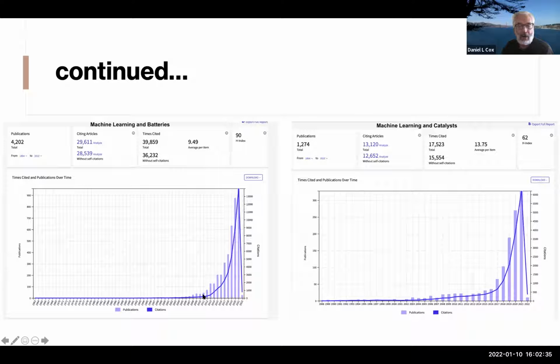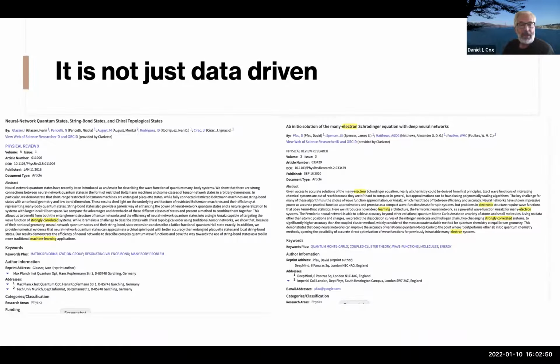And some of you may know a former Davis student, Austin Sindek, who was named one of the Forbes top 100 for his work in this area here. This is machine learning in catalysts right here. Some of it is very practical minded, but it's not just data driven.